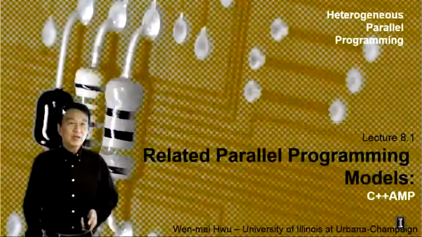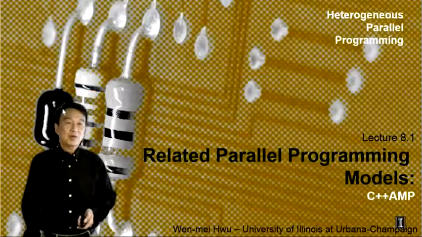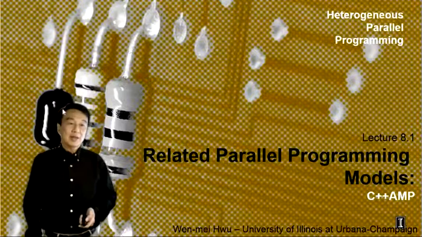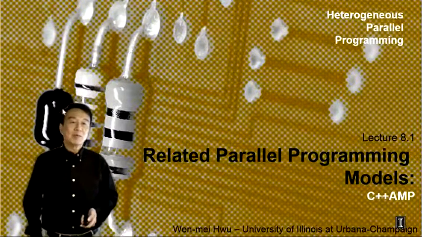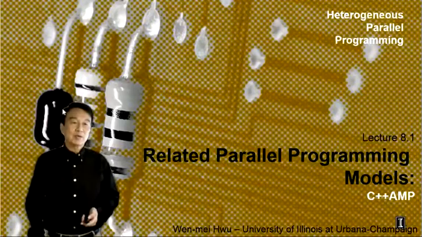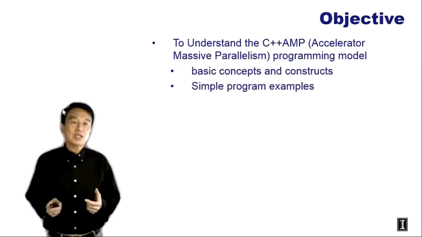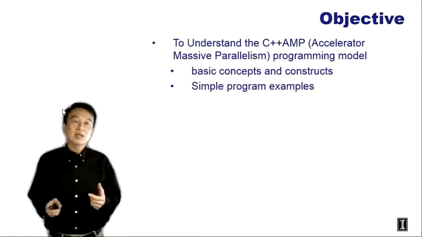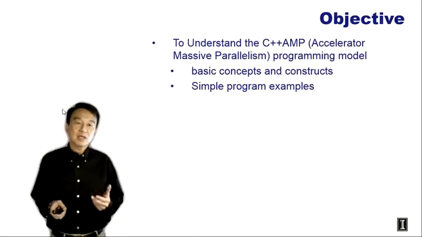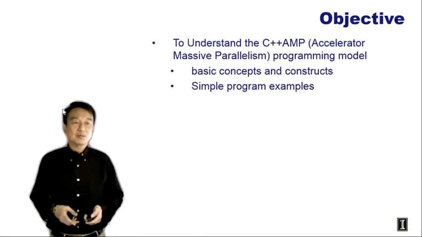Hi everyone, welcome back to the Heterogeneous Parallel Programming class. We are at lecture 8.1 and we will be introducing the C++ AMP programming model. The objective of this lecture is to help you understand the C++ AMP, or Accelerator Massive Parallelism, programming model. We're going to go over the basic concepts and constructs, and we'll also be using some simple program examples.